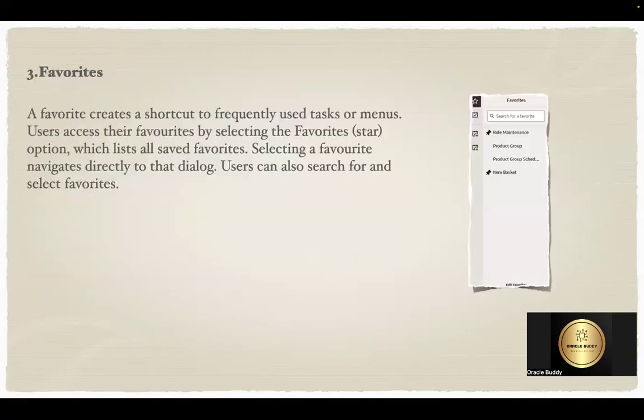Next is favorites. So if a user is frequently using any of the tasks or menus, they can mark that as a favorite so that they don't have to search again and again, and they can directly go to favorites and select that. So a favorite creates a shortcut to frequently used tasks or menus.